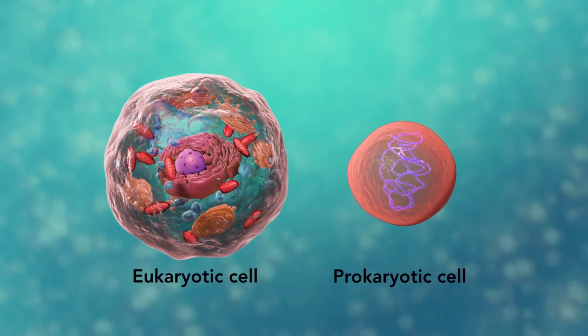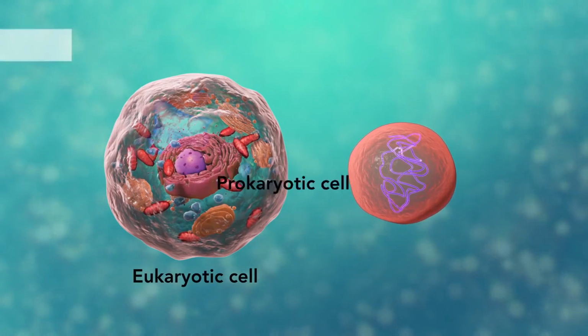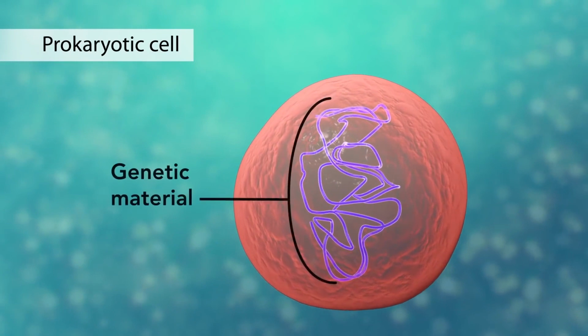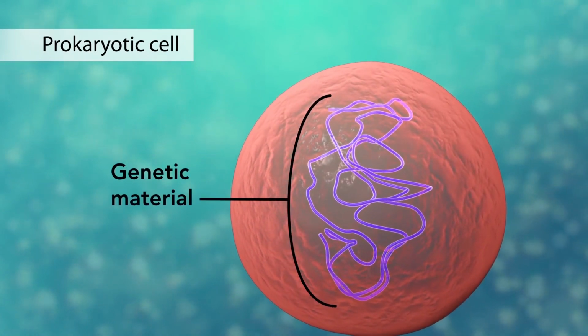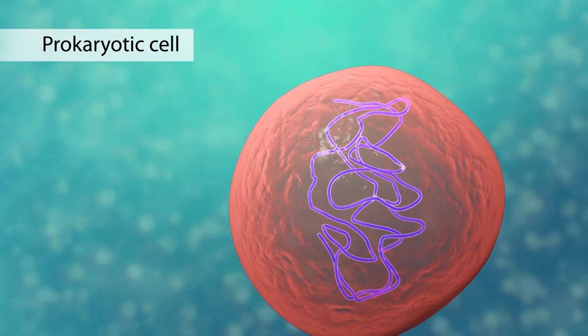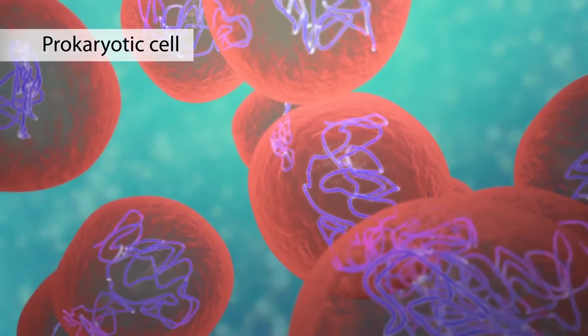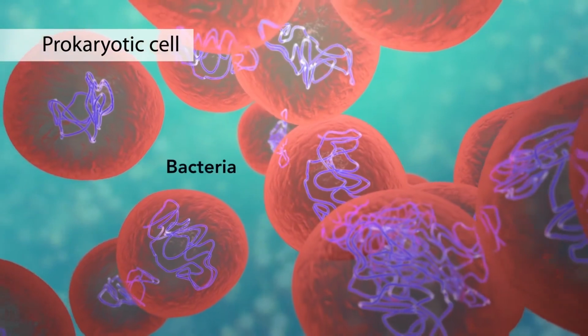The second category is the prokaryotic cell. They don't have a nucleus or membrane-enclosed organelles. They do have genetic material, but it is not enclosed. Prokaryotic cells are always one-celled or unicellular, such as bacteria.